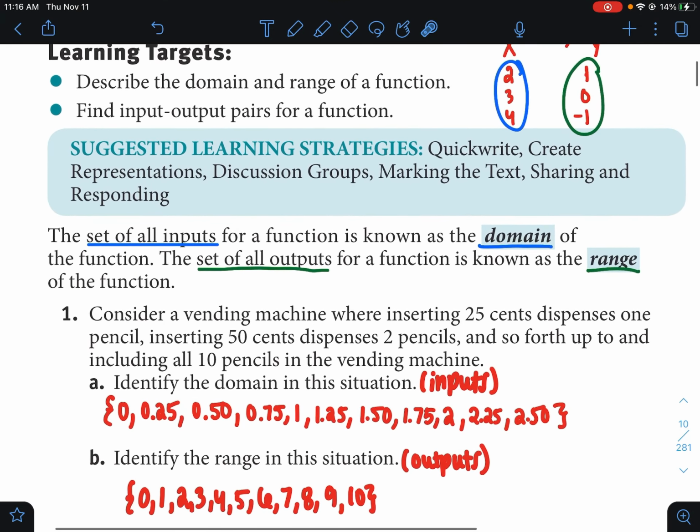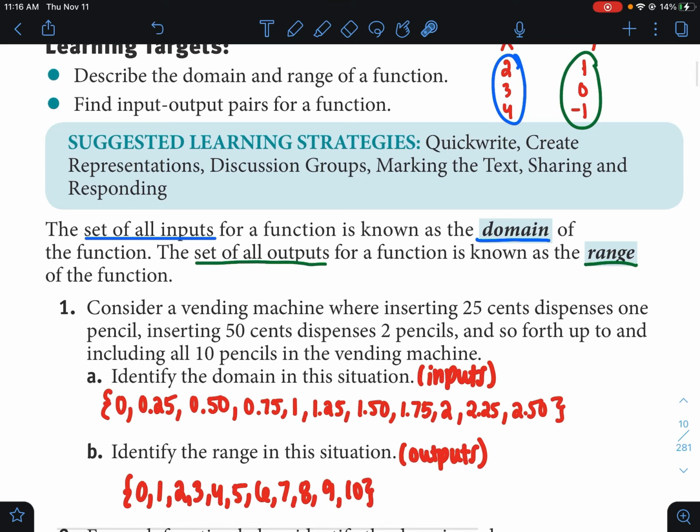Now, the range for this situation would be how many pencils I can get. I can get up to 10 pencils. So if I put in $0 or 0 quarters, I'm going to get out 0 pencils. 25 cents would give me 1 pencil. 50 cents gives me 2. 75 gives me 3. $1 gives me 4. 125 gives me 5. 150 gives me 6, 7, 8, all the way up to, that's how we got to the 250. If I put in $2.50, I'm going to get out 10 pencils.